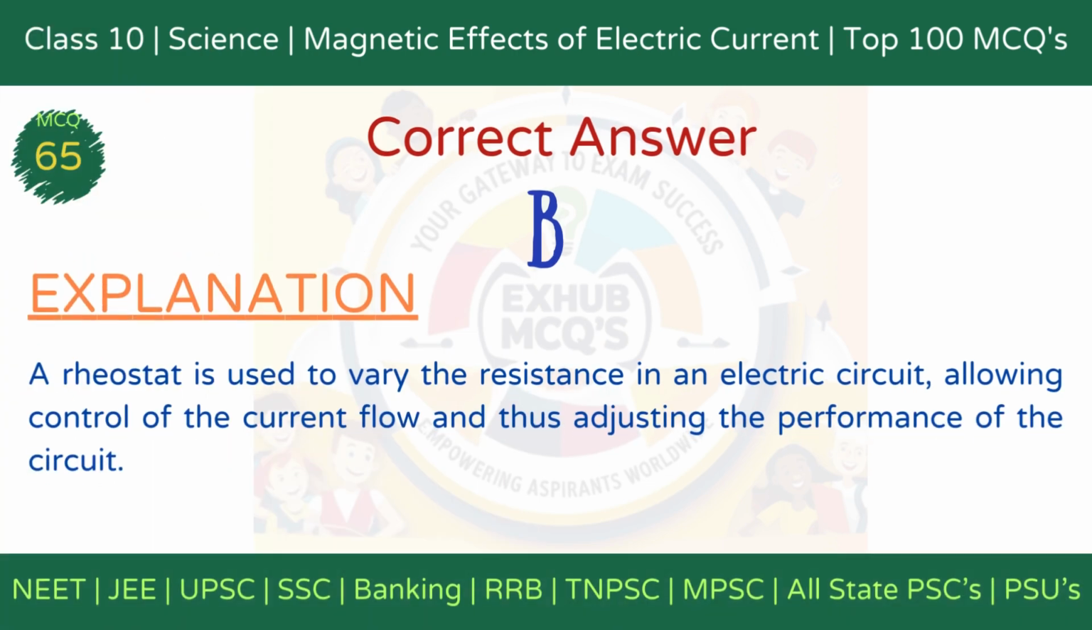The correct answer is option B, to vary the resistance. Explanation. A rheostat is used to vary the resistance in an electric circuit, allowing control of the current flow and thus adjusting the performance of the circuit as needed.